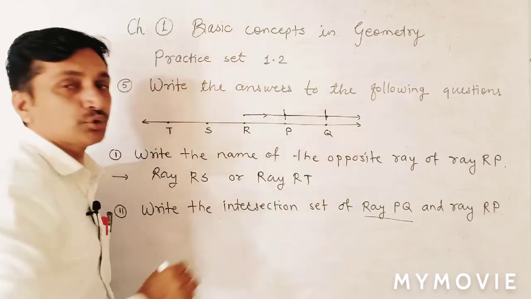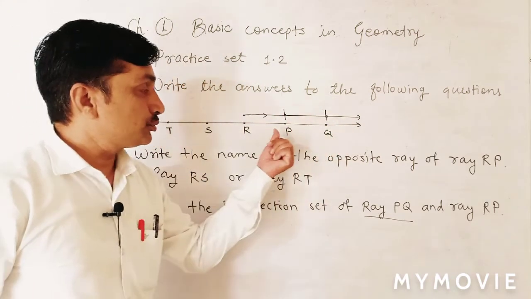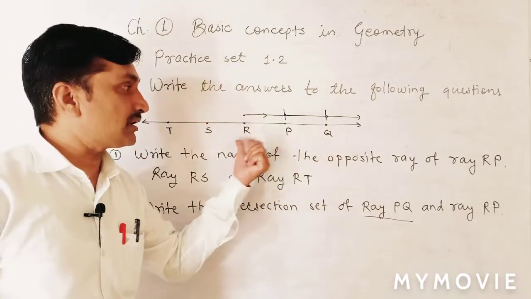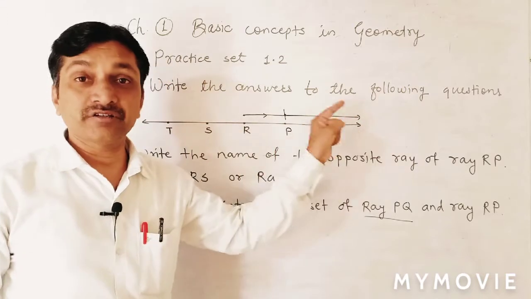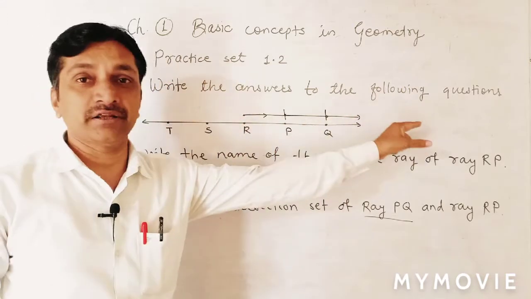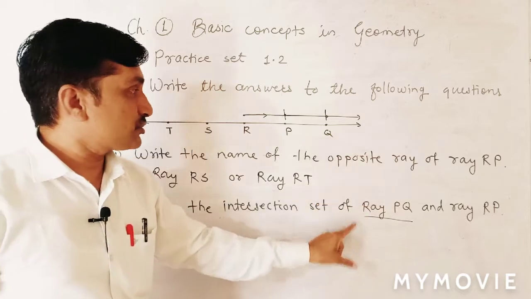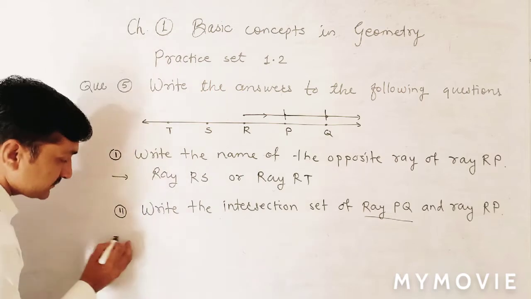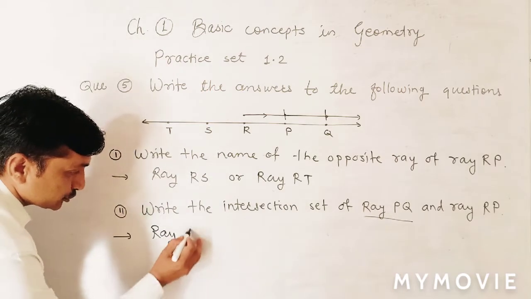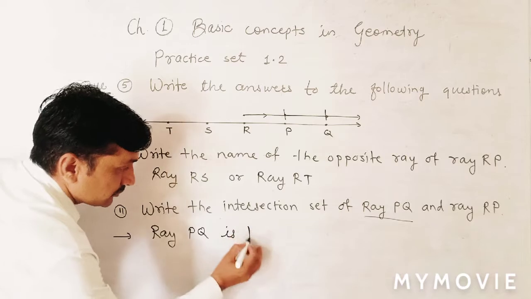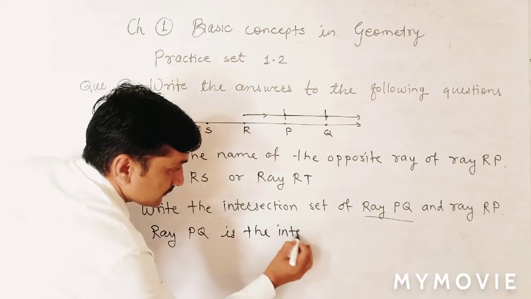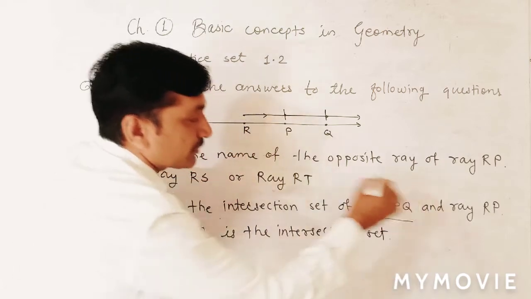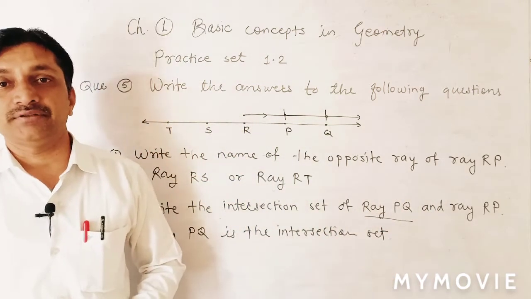This segment is common in both. PQ is in ray PQ, and PQ is present in RP also, because it is a ray, not a segment, that is going infinitely. Therefore, what is the intersection here? PQ is common, ray PQ. Therefore, we can write the answer: ray PQ is the intersection set of ray PQ and ray RP.